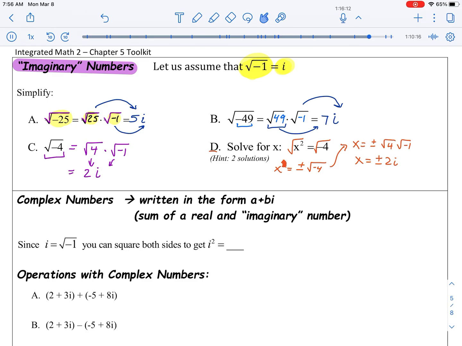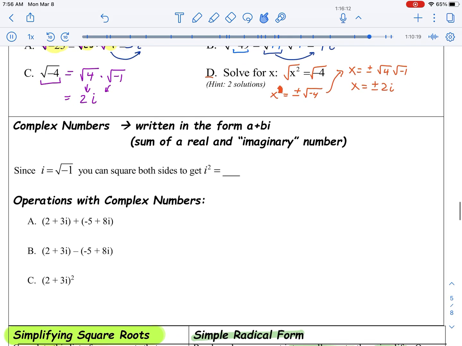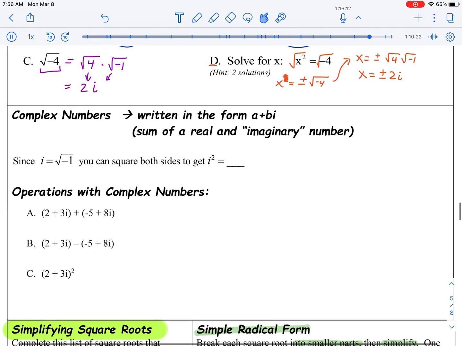Hi, Math 2. We're going to talk about an extension of imaginary numbers in this video, and that is complex numbers. Now, complex numbers are numbers written in the form a plus bi. So they're the sum of a real number, which is the a, and an imaginary number, which is the bi. And I get this because we know that since i equals the square root of -1, I can square both sides and end up with i squared equals -1.